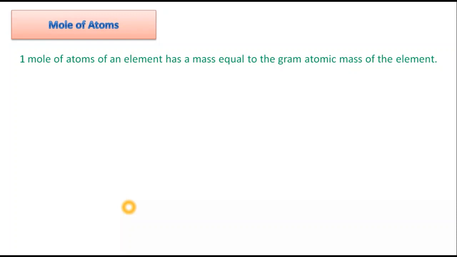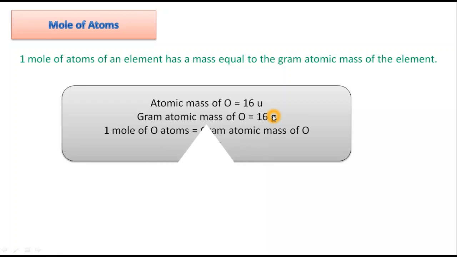Now this point will become clearer from this discussion. We are having both moles of atoms and moles of molecules. First, we will take moles of atoms. 1 mole of atoms of an element has a mass equal to the gram atomic mass of the element. It's clear that 1 mole is equal to the gram atomic mass.